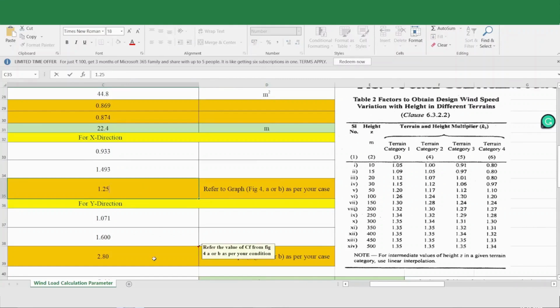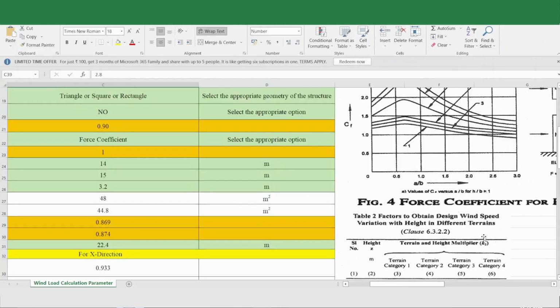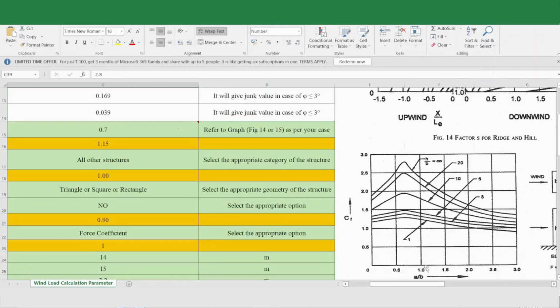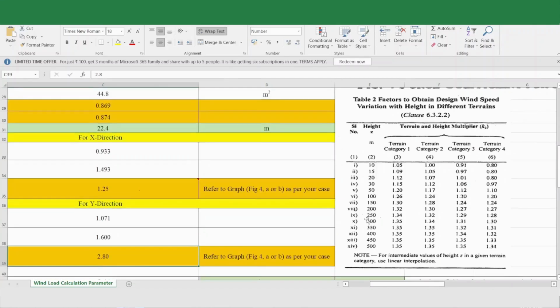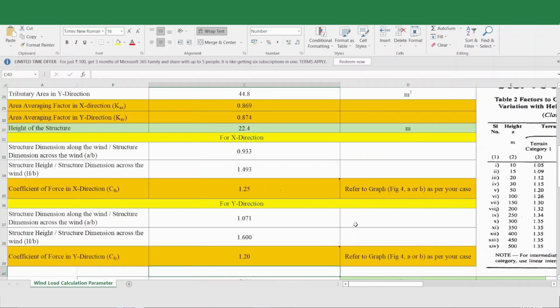1.25. And for this, the value is greater than 1, so 1 point something. This value will be very close to this one, and it will lie in between this. So this will be equal to somewhere 1.2. This is how we calculate the PFX and PFY.